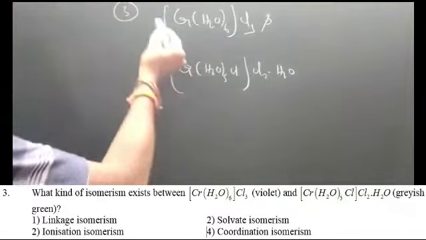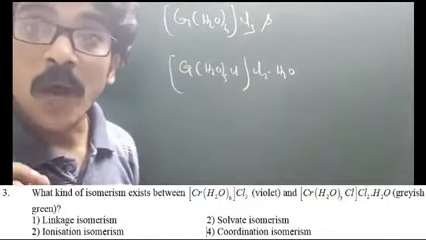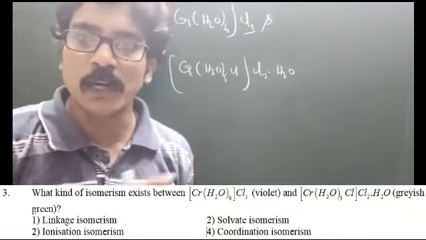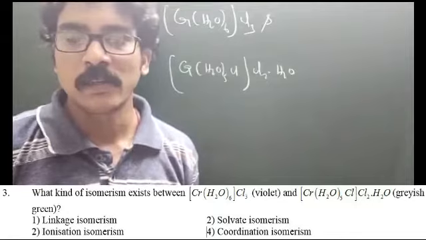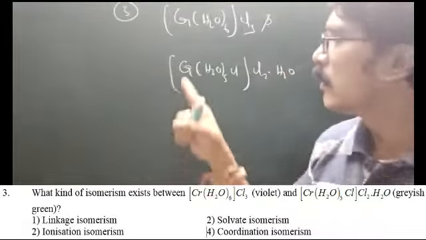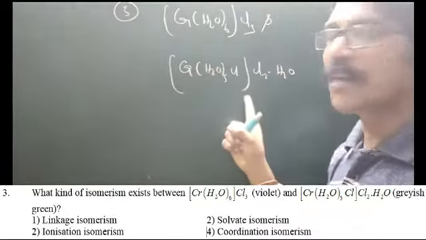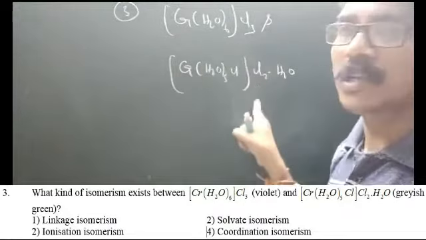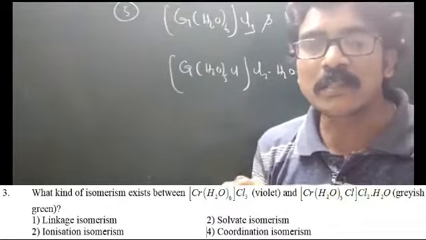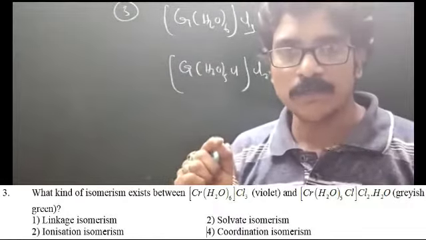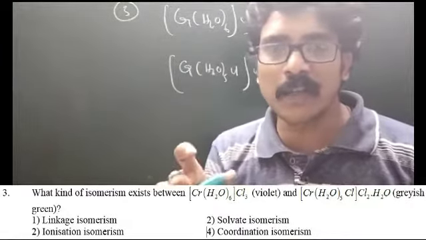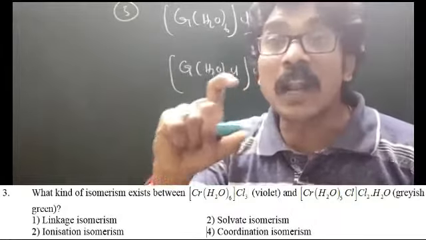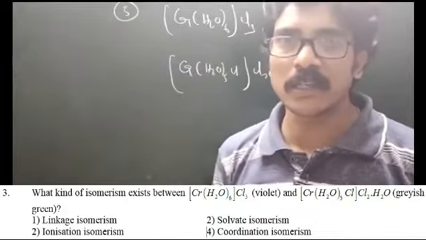Question number 3. What type of isomerism is observed between these two complexes? Look at these complexes. Both have the same molecular formula, but the difference is that the water molecules inside and outside are different. Therefore, this is called hydrate isomerism. If hydrate isomerism is not given as an option, then it is solvate isomerism. That is the answer for this question.